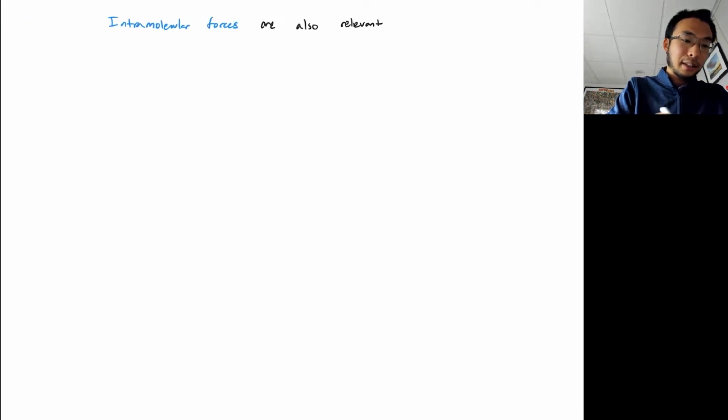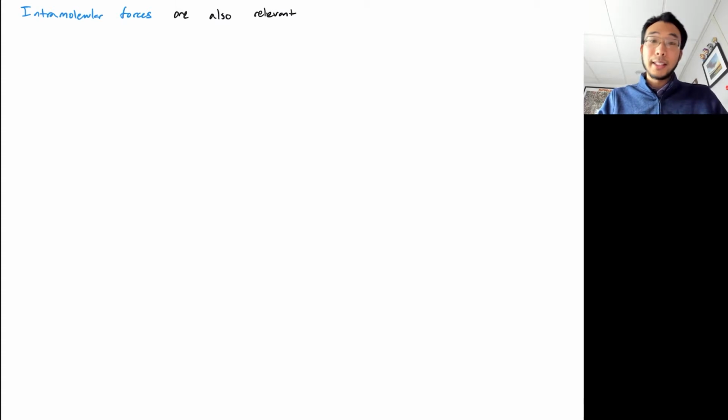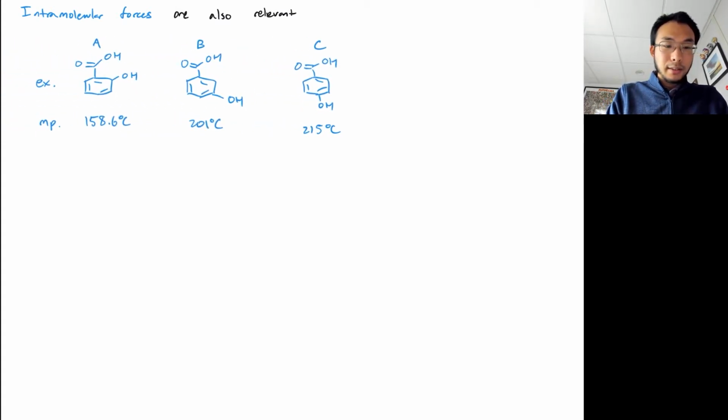The forces that we just mentioned are also important to think about within a single molecule, so not just between separate molecules, but also within a single molecule in what's called an intramolecular interaction. An example of this that works really nicely is to look at 3 different structural isomers of hydroxy benzoic acids. Isomer A here has a melting point of 158.6 degrees Celsius, and then for some reason isomers B and C now have much higher melting points.